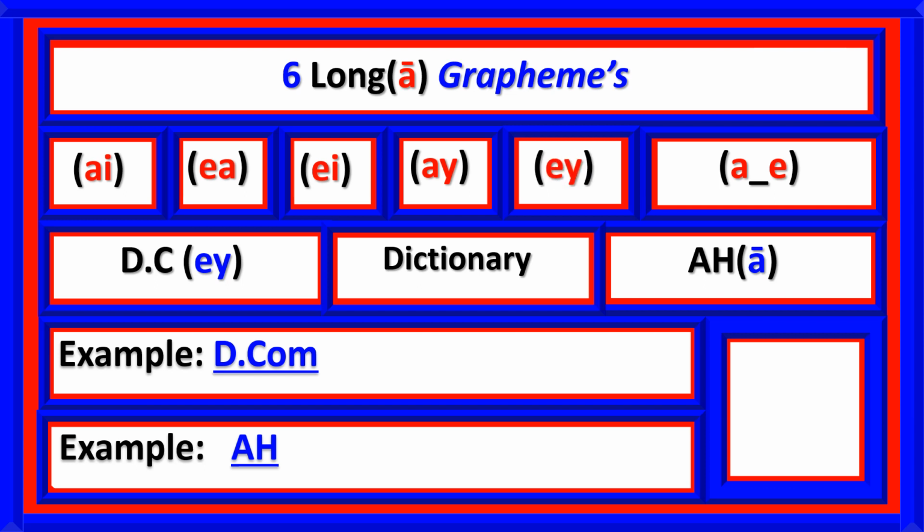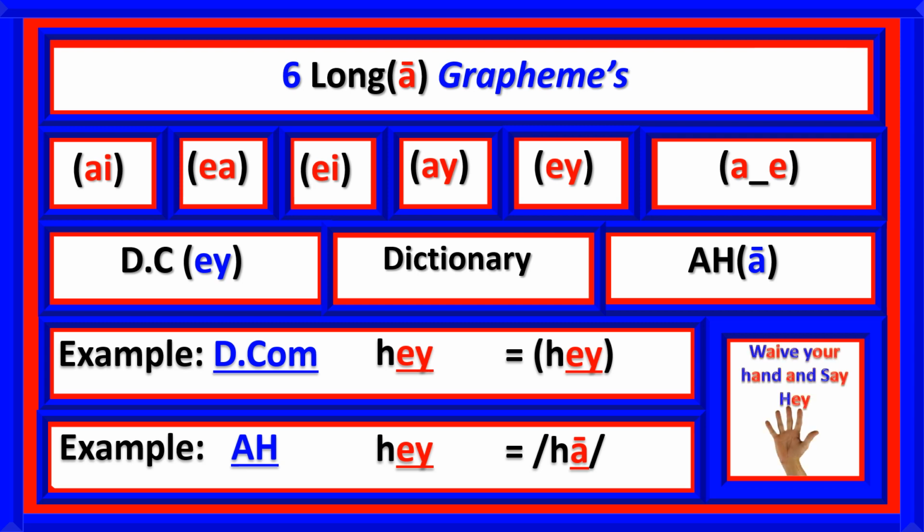Okay, now we're going to do the EY. Like her A again. Her A. Hey. Her A. Okay, this hey right here is like you waving your hand to somebody. You're saying hello. You're saying, hey, hello, hey. I'm over here. Hey, how you doing? Hey. Good.